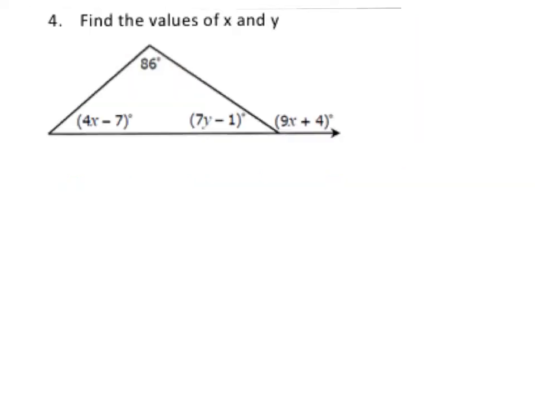Question number 4 says find the values of x and y. Notice there are 2 expressions that have x's in them. So that's probably where we're going to need to start. We have an x here and an x in this exterior angle. That makes it necessary to remember our exterior angle theorem. We know that this 9x plus 4 is equal to the sum of our remote interiors. That's that 4x minus 7 and the 86.